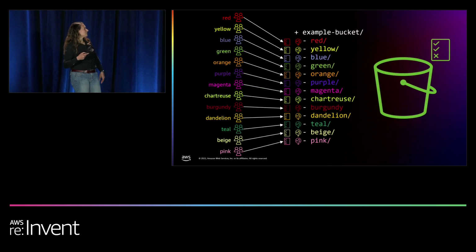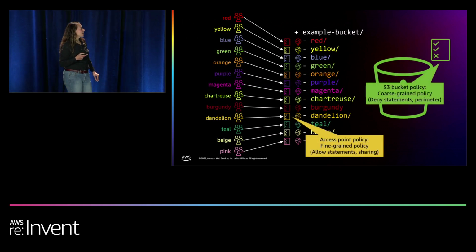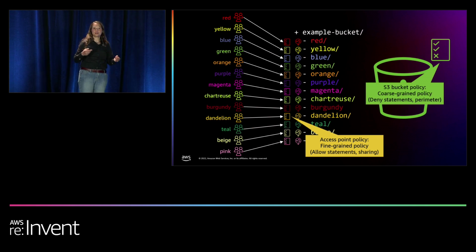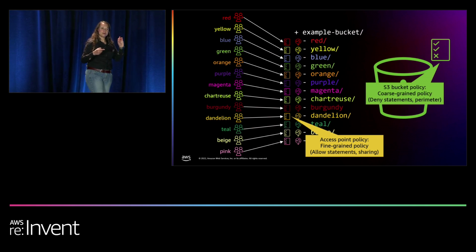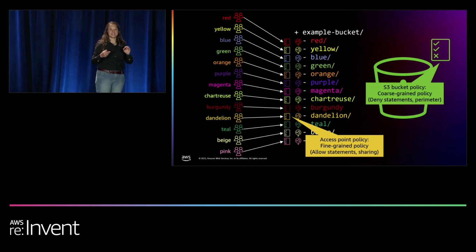Okay, so back to our picture, all the crayons in the crayon box. If we give each of them an access point and each of them a policy, you can start to think about how each of these discrete policies is not itself going to be very big or very complicated. And you're going to be able to manage them separately, which has some manageability benefits as well.